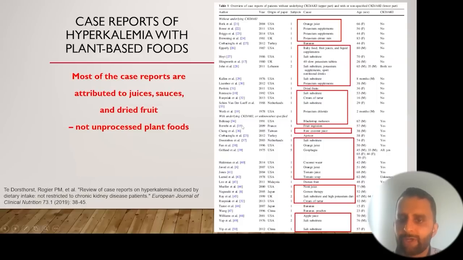Bananas tend to appear probably more often than would be expected, given the spectrum of possible fruits and vegetables out there. I think that's just due to recall bias, as many people tend to associate bananas with being high in potassium, even though bananas are not one of the highest potassium containing foods when you look at tables of potassium content of foods. The reason juices and sauces and dried fruit are probably overrepresented in this is because they increase the amount of potassium being consumed per unit time.